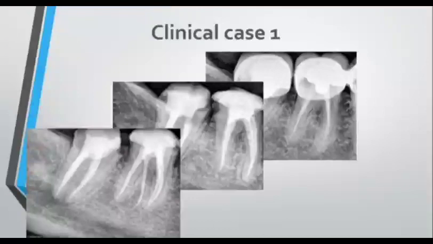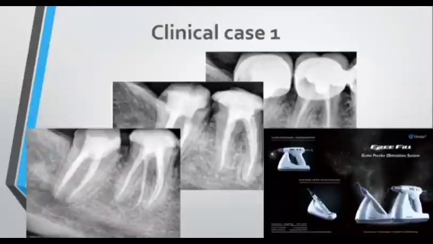My irrigation protocol, which I always use, is sodium hypochlorite 5%, then serum, then EDTA, then serum, then hypochlorite again, then serum, then chlorhexidine as a closure. After that, all the canals were obturated with warm vertical compaction using the Free-Fill obturation system from the Denjoy company. The same protocol is followed for each and every case.